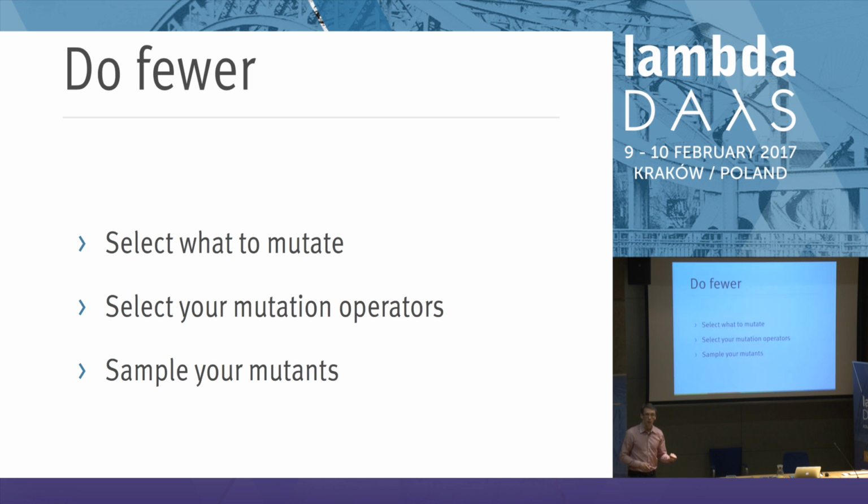We might also sample mutants. According to some research, randomly sampling just 10% of the mutants you generate and subjecting them to your test suite yields 80% of survivors, meaning you do 10% of the work and get 80% of the result. It might be a trade-off you're interested in.